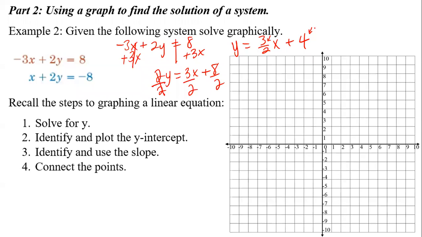Uh-oh. There's my face. Here's my b. And here's my slope. So I'm going to go to 4, and at 4, I'm going to rise 3: 1, 2, 3. And I'm going to run 2: 1, 2. Rise 3, 1, 2, 3. Run 2.